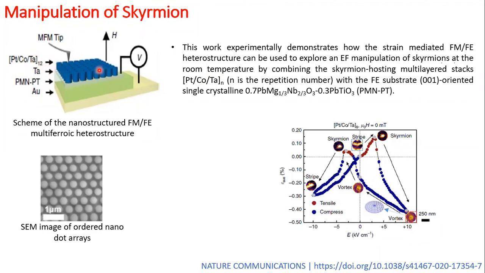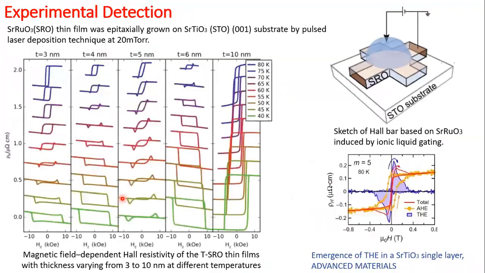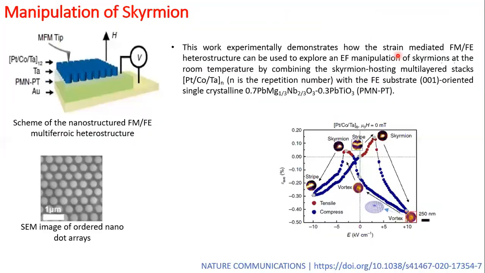So we will be using this platinum, cobalt, tantalum as our thin film, and you can see the top view of our thin film. It is not a continuous thin film as we had previously. Rather, there are cylindrical shapes. These are of diameter 350 nanometer. These are called nanodots. Now, this is a ferromagnetic material.